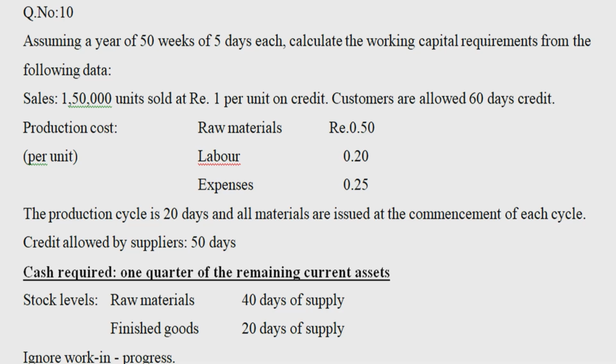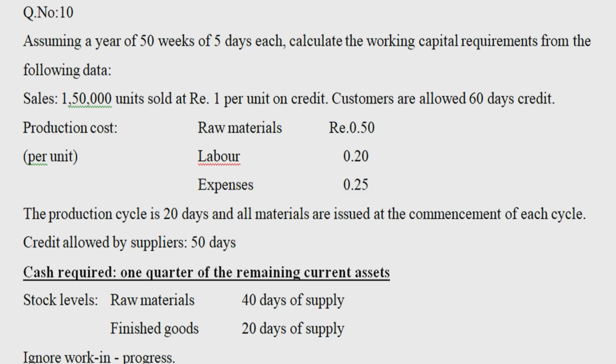Next we are going to calculate working capital requirements with the following information. Assuming a year of 50 weeks of 5 days each, calculate the working capital requirement from the following data. Sales 1,50,000 units at rupees 1 per unit on credit. Customers are allowed 60 days credit. Production cost: raw material rupees 0.50, labor 0.20 and expenses 0.25. The production cycle is 20 days and all materials are issued at the commencement of each cycle. Credit allowed by supplier is 50 days.